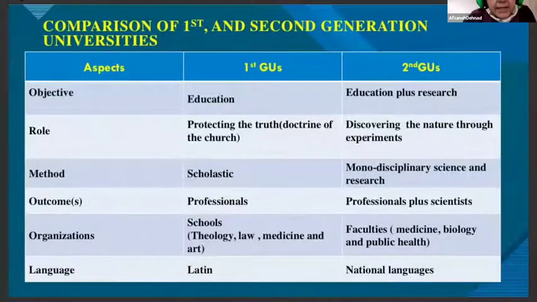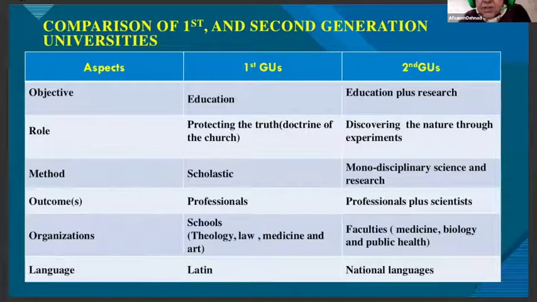If you look at the table, you have 2 columns, first generation and second generation universities, which are actually traditional universities. In the first generation university, the objective was education, merely education. And their role was to protect the truth, which was actually the doctrine of the church. And they tried to train individuals to become professionals. And they had schools of theology, law, medicine, and art. And the dominant language was actually Latin.